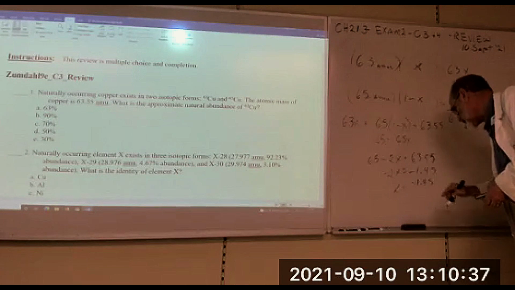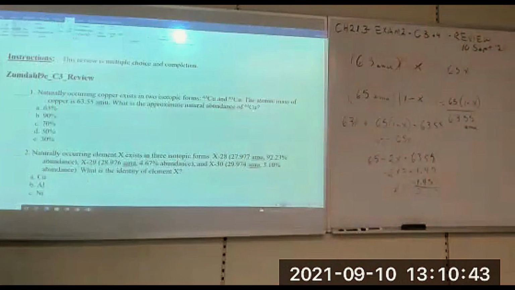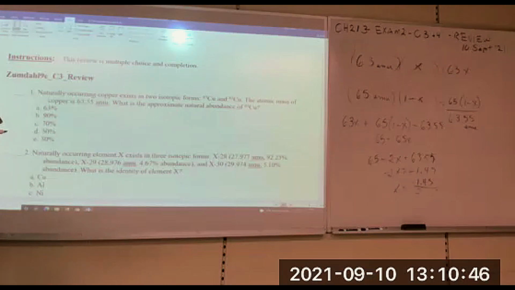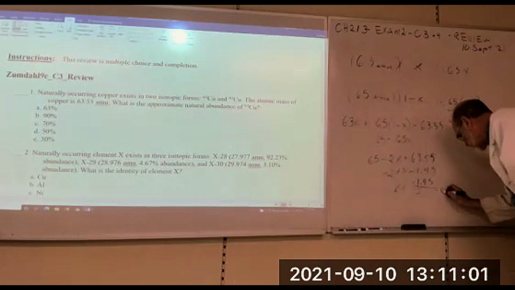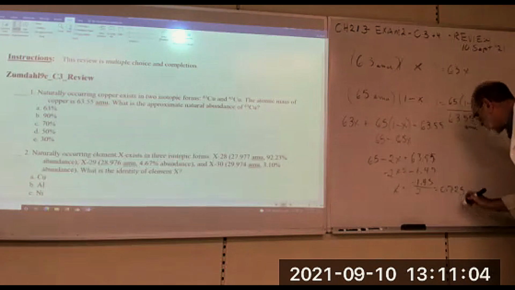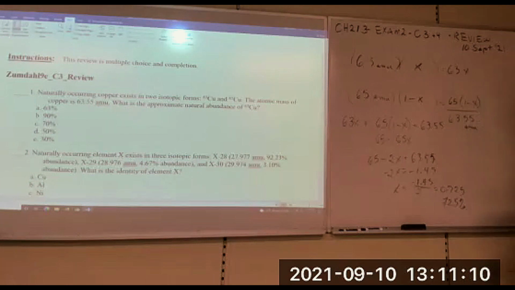1.45 divided by 2, which is what? I need my calculator for this. I could probably do that one, but I've been burned once already this week. I don't want to do it again, trying to do math in my head. 0.725. So X equals 0.725, which implies 72.5%. Okay? So the nearest one to that is 70. Okay?